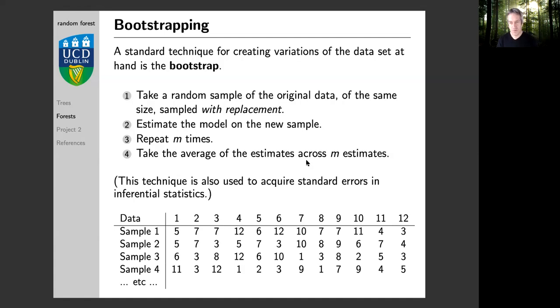Don't worry about it too much, but it's quite an interesting concept. It's the idea of sampling a new data set over and over and over again from the original data set with the exact same number of observations, which is done by sampling with replacement, which means that some observations will be duplicated and others left out.